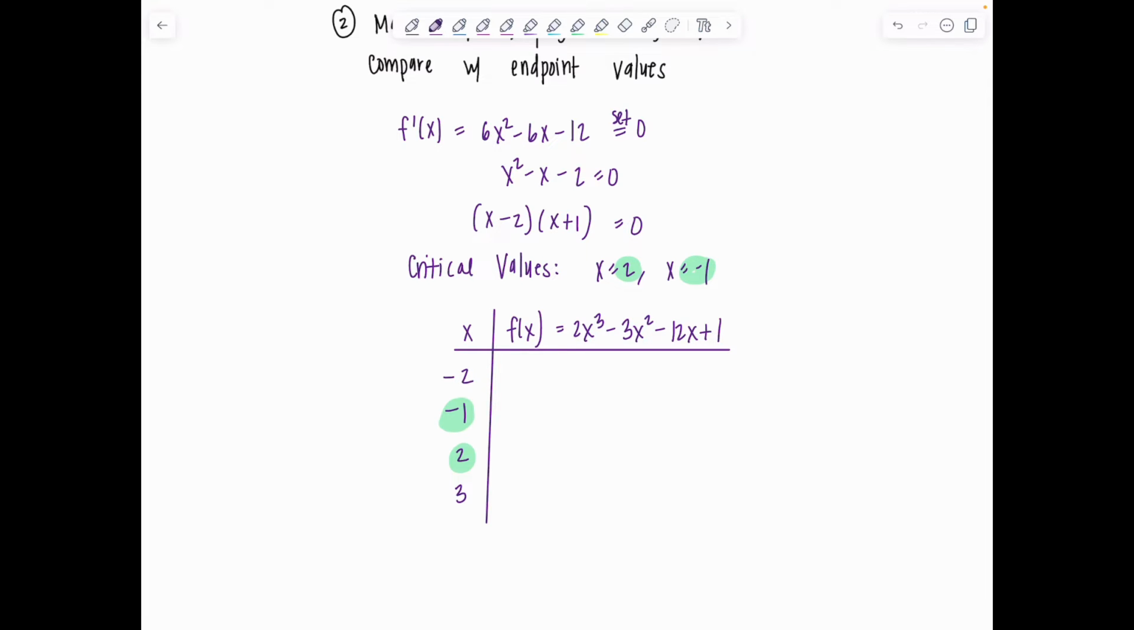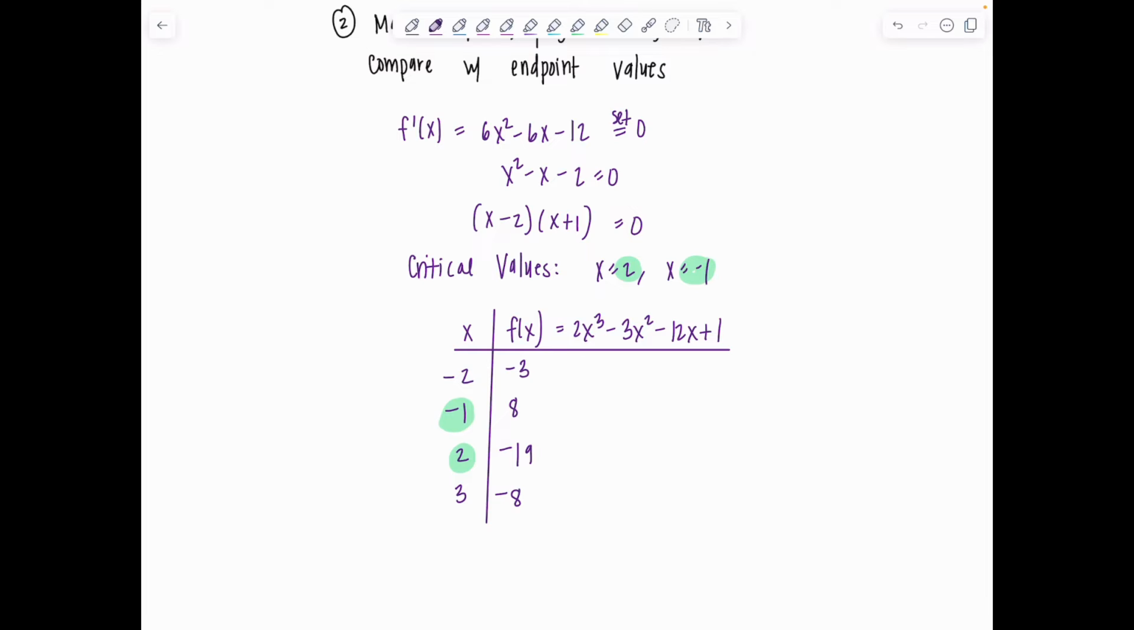If I plug in -2, you should get -3. Plugging in -1, you get 8. Substituting in 2 for x, you get -19. And 3 gives you -8. So from here, I have everything I need to answer the question.